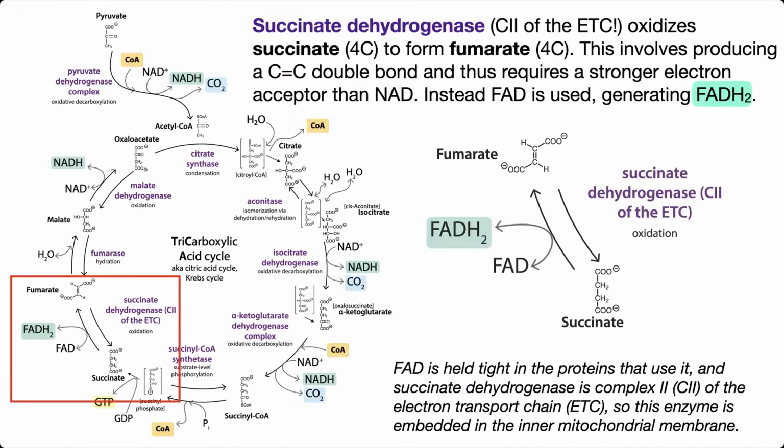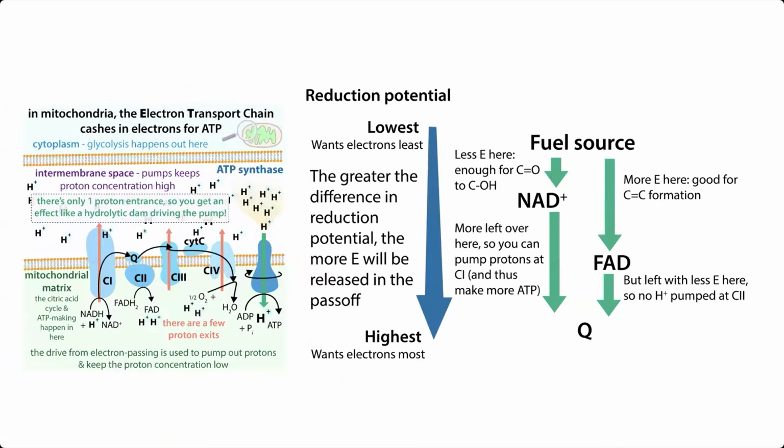The next step is to go from succinate to fumarate. All we're doing is introducing a double bond. We're introducing a double bond between two carbons rather than a double bond between a carbon and an oxygen. This is going to require more energy, and so FAD is going to be better for us than NAD here. FAD has a higher reduction potential, which means it wants electrons more than NAD+. At least typically, the actual reduction potential of FAD depends on the protein it's held in.